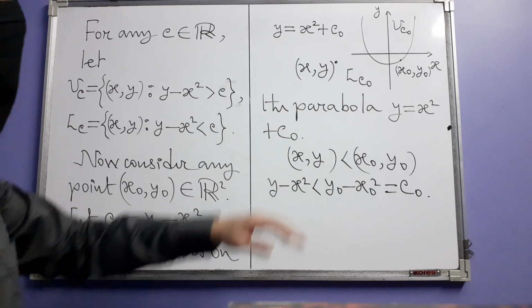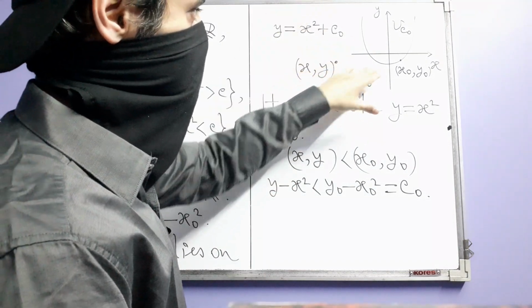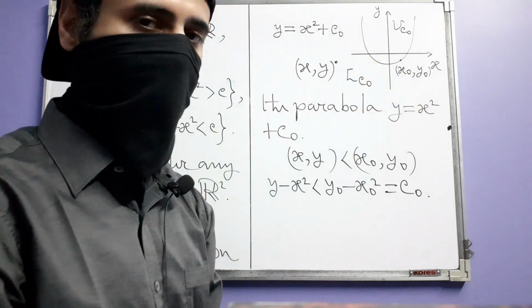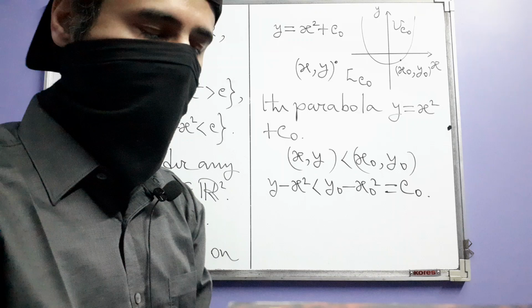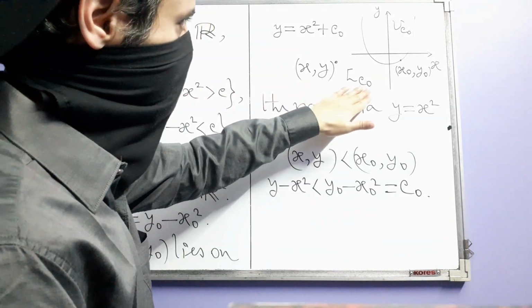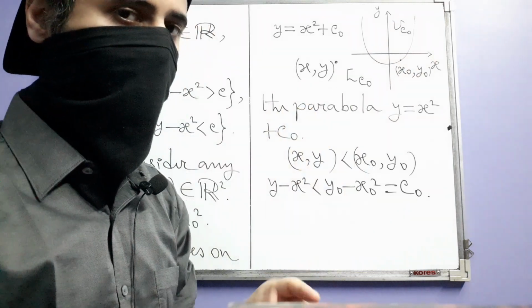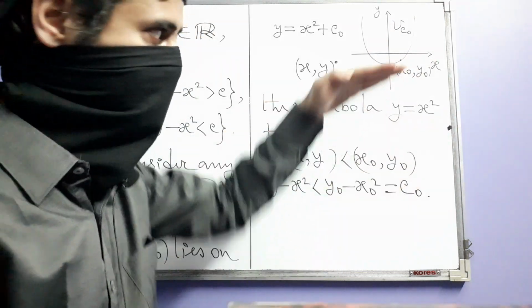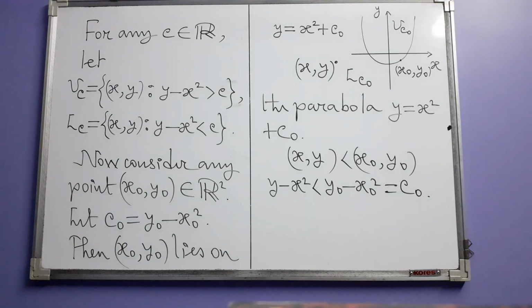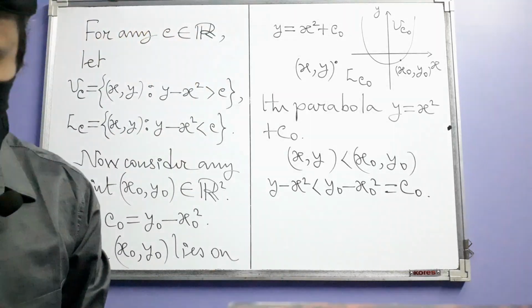This means that any point on the plane which lies in the region LC naught is less than (x naught, y naught). Again I am repeating, LC naught does not have any point that lies on the parabola but outside, below, outside, like that. So let's start this part of the solution by writing this.